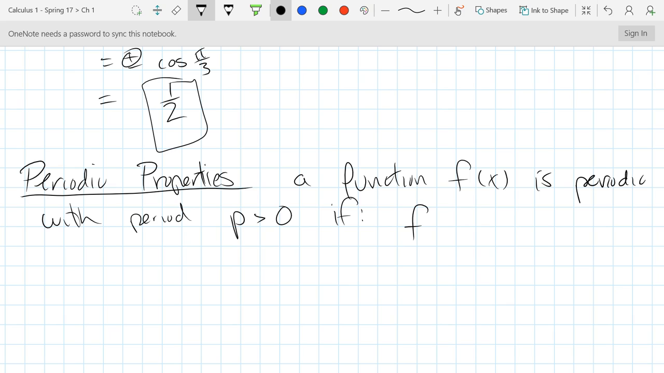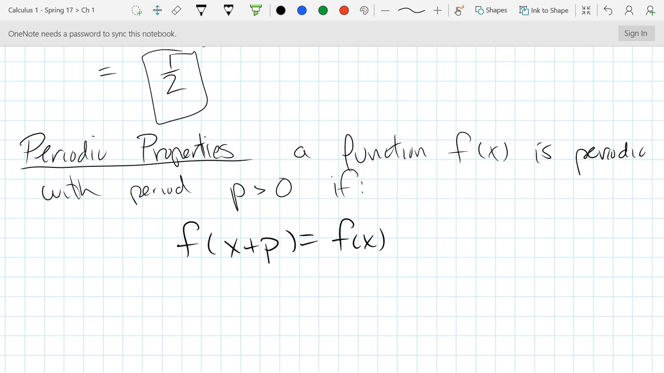So periodic properties, what they look like. If you can take your function, if you add p to the input, and you get the same output, your function is periodic. And we generally only want to talk about positive periods. It turns out if your period was negative, it works just the same. But usually we just talk about periods being positive. And you don't want to have a zero period because that's a pretty useless statement right there. What's x plus zero? Yeah, so this one's always true. So that's why you don't want to let p equal zero, or you get something pretty useless.